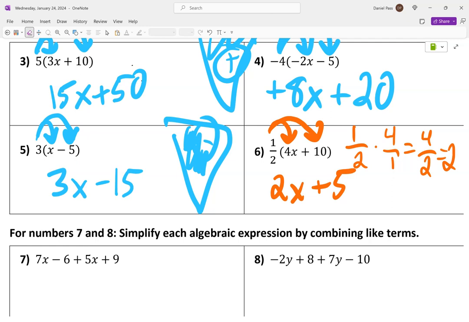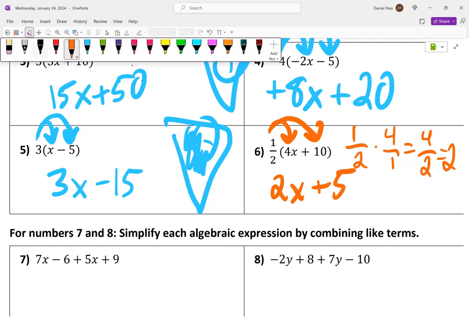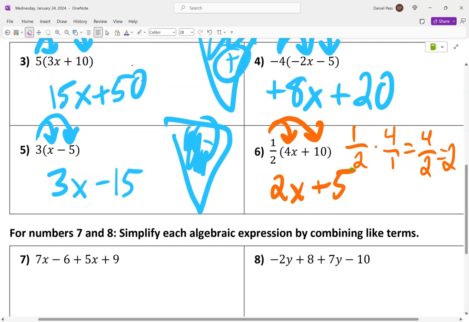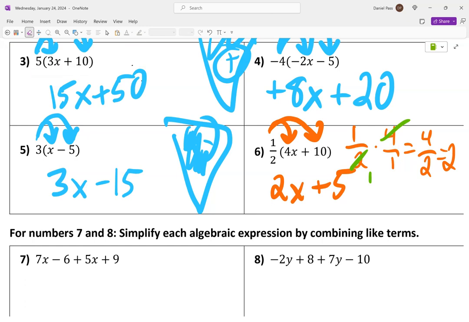Or we could also do, let me change colors here. We could also divide those both by 2, and we would get 2 over 1. So if you wanted to multiply it the long way, you could. But you can also just think of half. Half of 4 and half of 10.